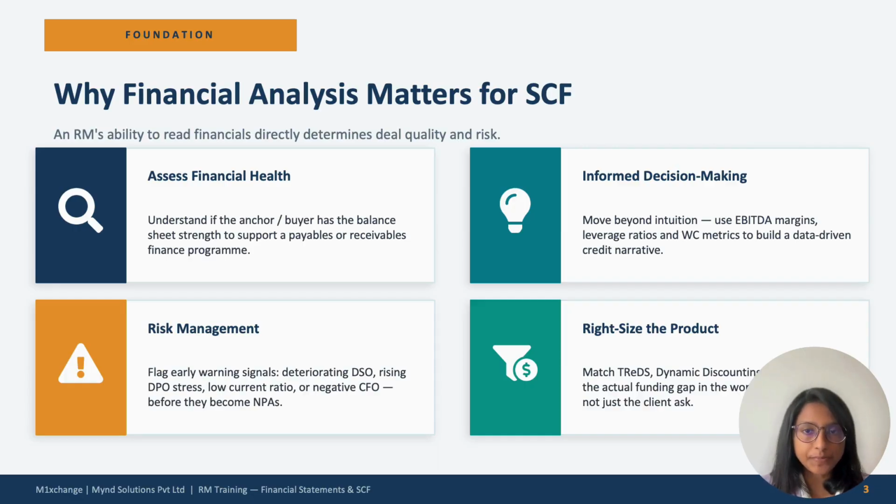Next is your risk management. So if the buyer is over leveraged, then it becomes risky to the platform, right? You know which warning signals to catch early. So if there is a deteriorating days sales outstanding, or if there is a rising days payable outstanding, or if the current ratio is less than 1, these are all the stress signals before you approach a client.